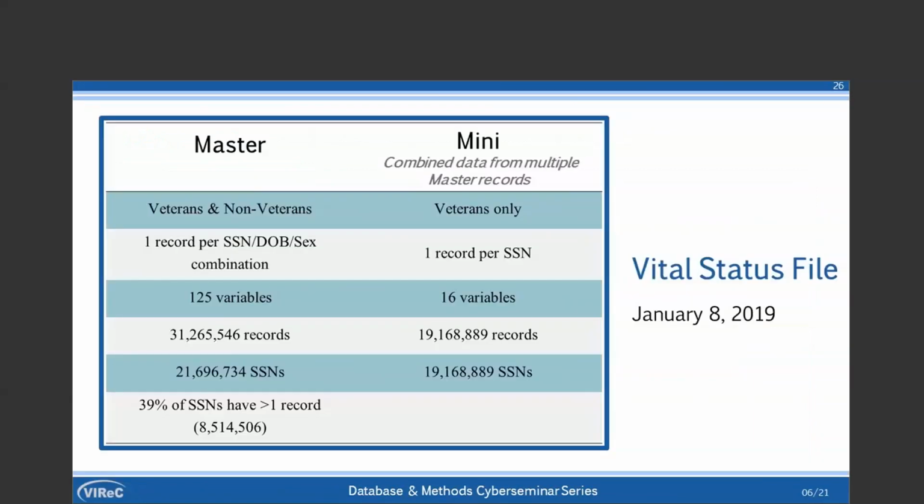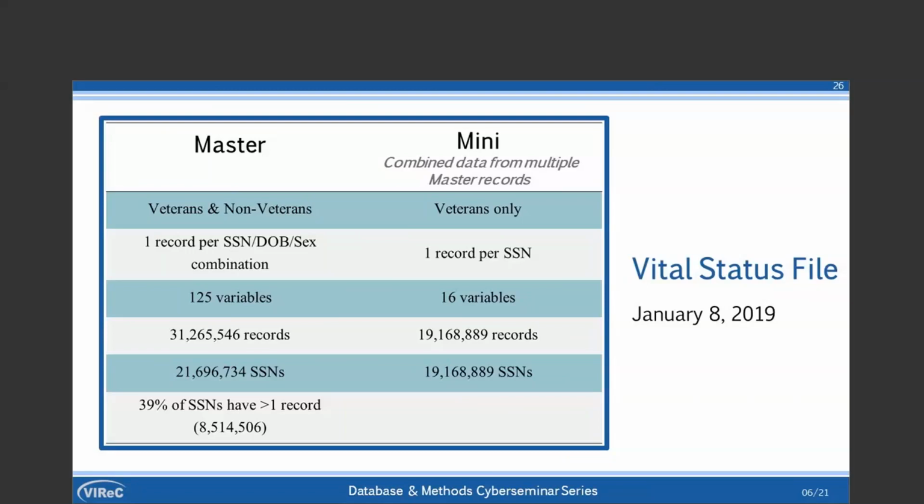Now, working with the VHA vital status file. These are not the latest figures. They're probably a little over a year and a half old, so the numbers will have increased. But basically, the master file has many more variables than the mini file. It includes veterans and non-veterans, whereas the mini file only includes veterans. And again, we have one record per SSN in the mini file and one record per SSN, date of birth, and sex combination in the master file.